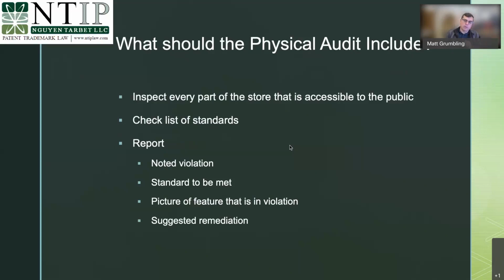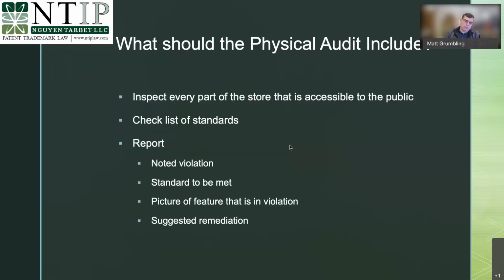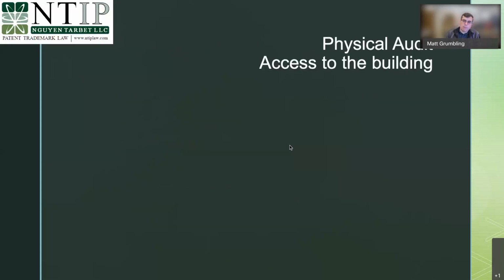And that's the last part, just the suggested remediation. What should you do to fix it? And there may be more than one suggestion for the remediation. Like for a mirror, it might be, put in a mirror that's within spec or take the mirror out. So for access to the building, these are some big things.